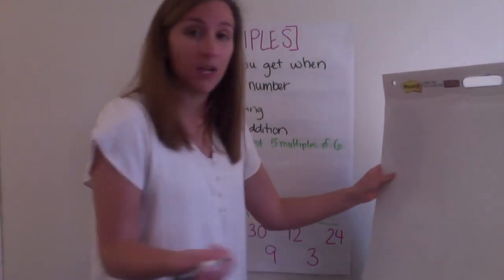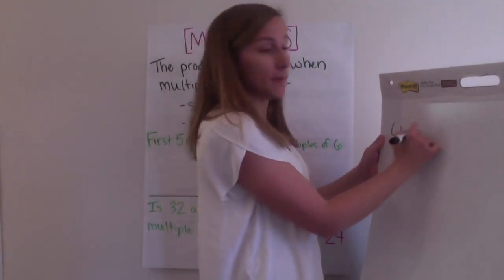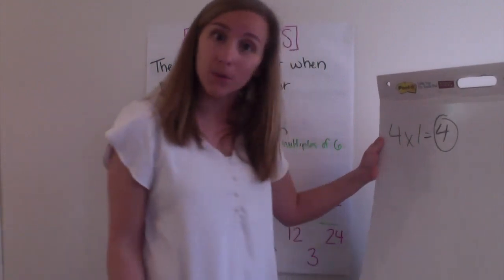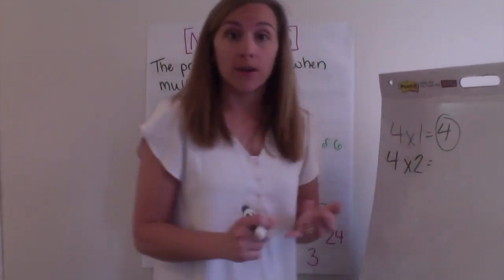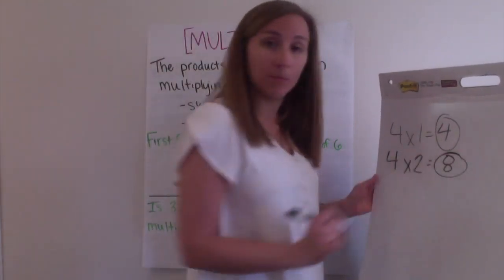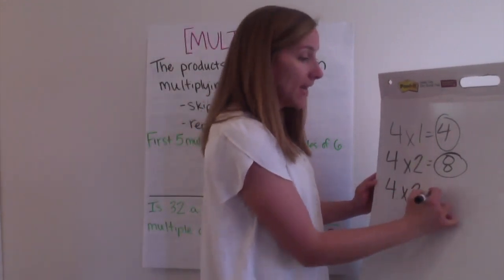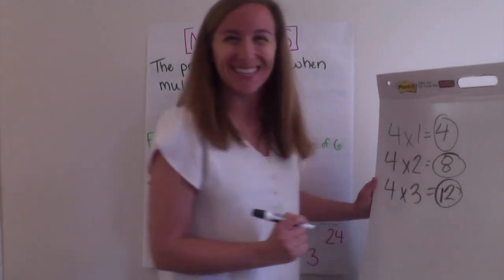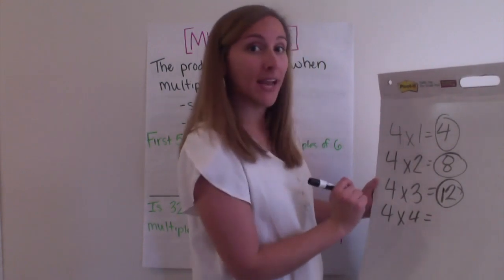The first multiple of 4 would be your 4 times 1, and that's simply 4. So 4 would be that first multiple. As we move through, we'll say 4 times 2. Well, I know 4 times 2 is 8, so that would be our second multiple. And then 4 times 3, anybody know? Been working on those math facts? That's 12. 4 times 4, any guesses?